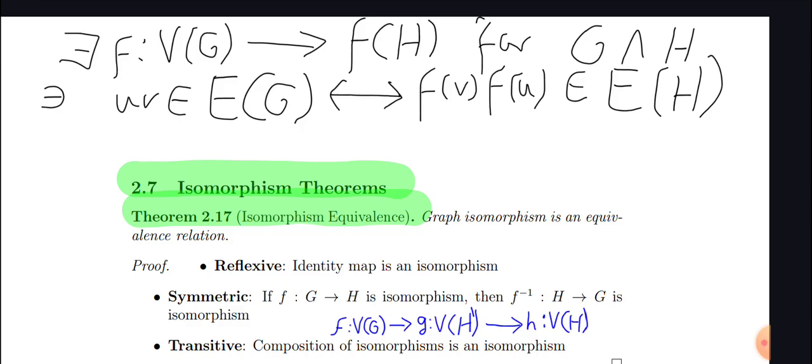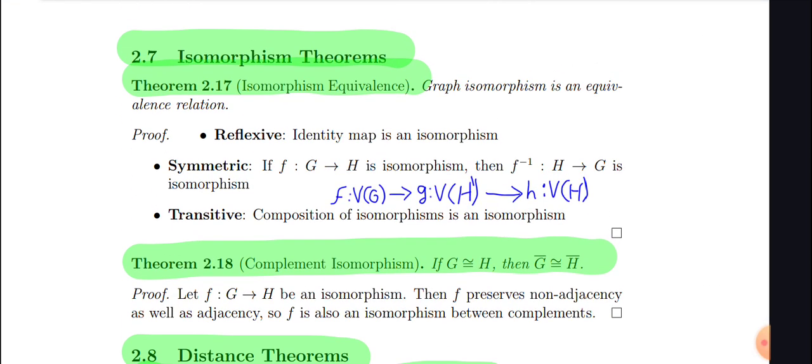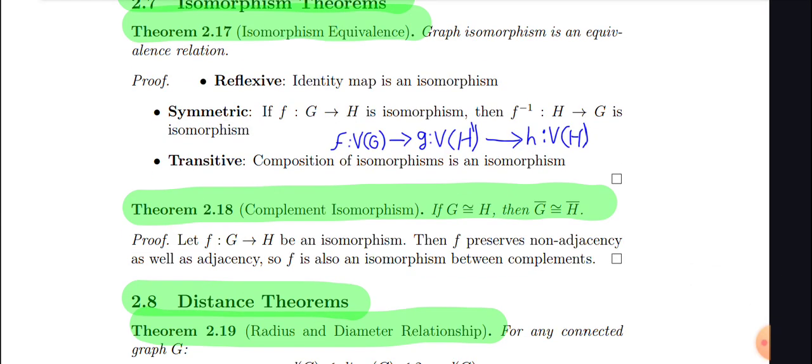And as we laid the groundwork for, the theorem confirms that graph isomorphism is, in fact, an equivalence relation. It satisfies the three requirements. It's reflexive. A graph is always isomorphic to itself. It's symmetric. If G is isomorphic to H, then H is isomorphic to G. And it's transitive. If G is isomorphic to H and H is isomorphic to K, then G is isomorphic to K. This formal classification makes isomorphism a rigorous tool for classifying graphs.